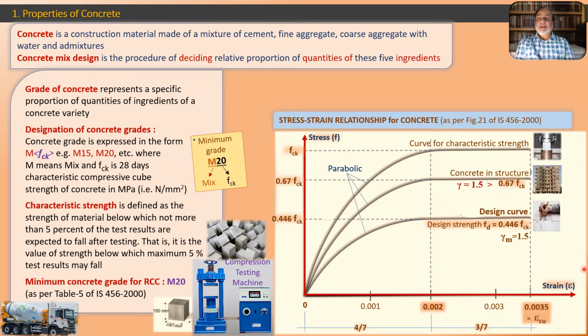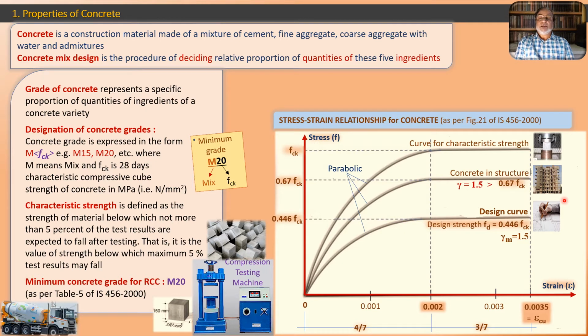I think we have given a detailed consideration to the factors of safety in my earlier video. So I will simply mention that we are using two factors of safety at a time for concrete as per IS 456-2000, and those are 1.5 to reduce it from cube to the structure, and secondly 1.5 to reduce it further to the design curve. So if you divide this fck twice by 1.5 and 1.5, you will get a value 0.446 fck. So this is the value we use in design.